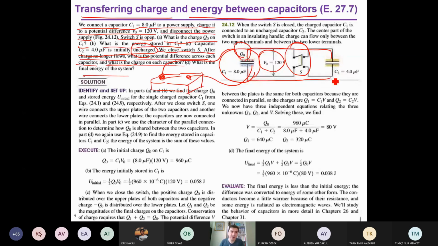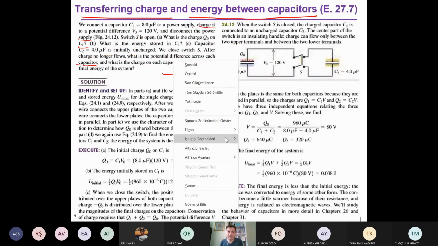So after charge no longer flows, what is the potential difference across each capacitor? So what will be the potential difference here? At the beginning it was 120 volt, but what will happen in the final situation, and what will be the potential difference here, okay? And what is the charge on each capacitor? Here at the beginning it is Q0. What is Q1 in the final condition? What is Q2 in the final condition? And what is the final energy of the system? This is the question.